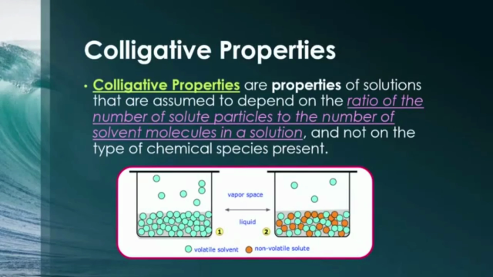A colligative property is a property of a solution that depends only on the number of particles that you place into a solution and not the identity of those particles. So it doesn't matter if you add salt or sugar, the colligative property will be the same.